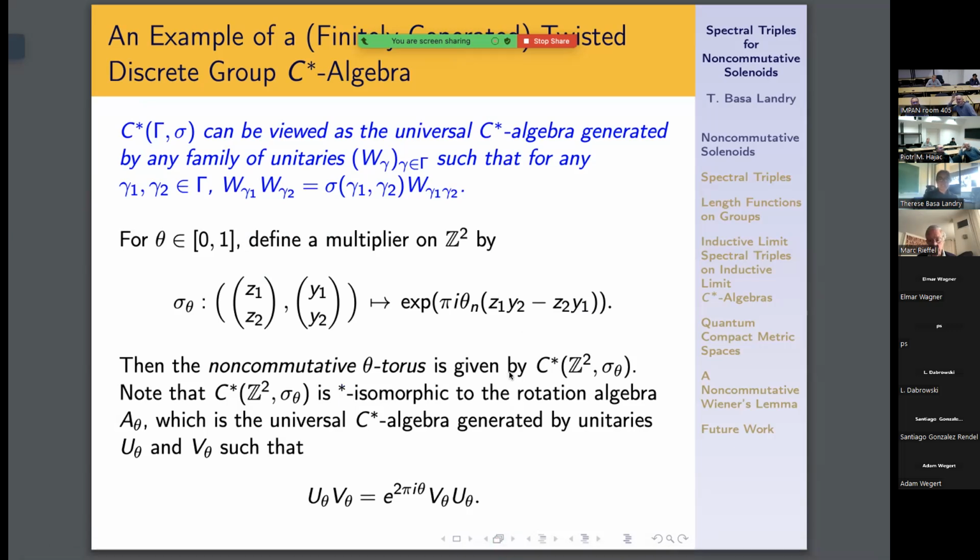Sorry, I have a question. What is this subscript n at theta in the exponential? Oh, that should not be there. That's a typo. Thank you. Okay.